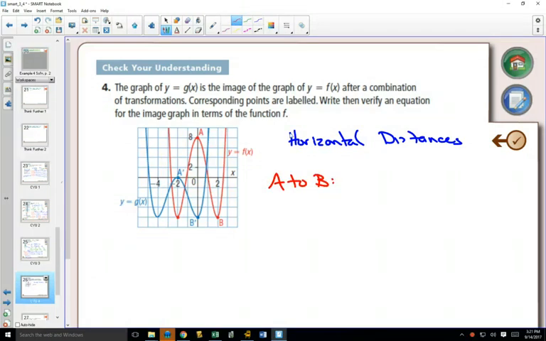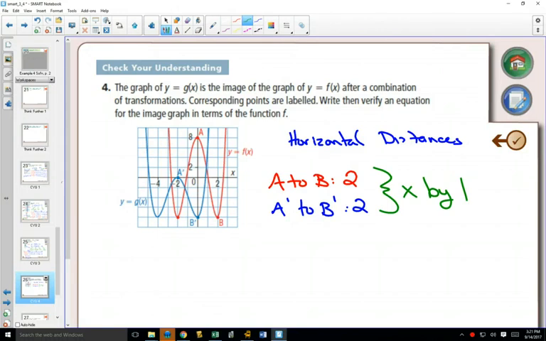Horizontal distance, we start at 0, and B is at 2, so the horizontal distance from A to B is 2. The horizontal distance from A prime to B prime starts at -2 and goes to 0, is also 2. So we can say that x has been multiplied by 1, but really we can say that nothing has happened to x. We don't have to add any horizontal stretches or compressions because it stayed the same.